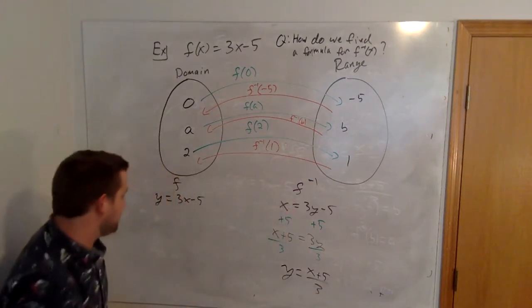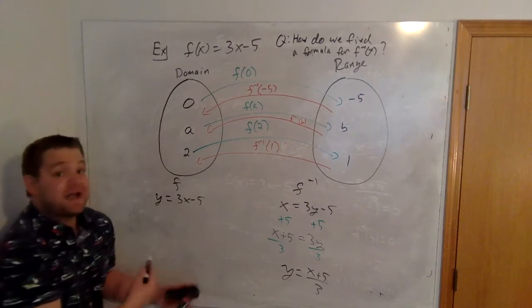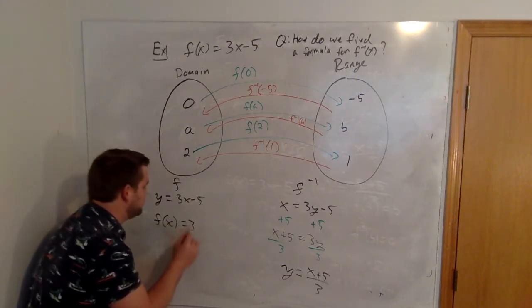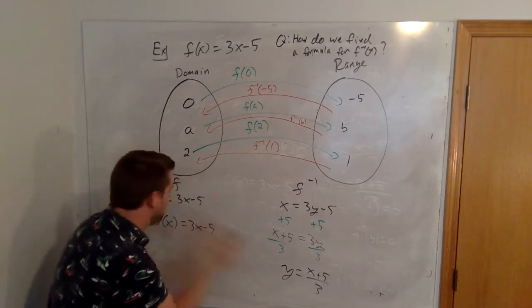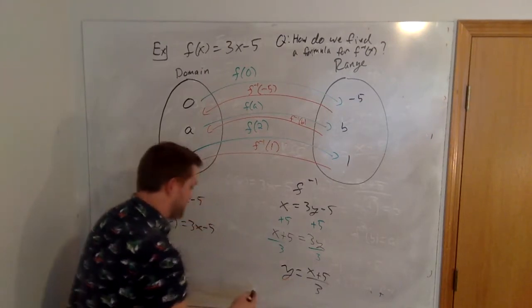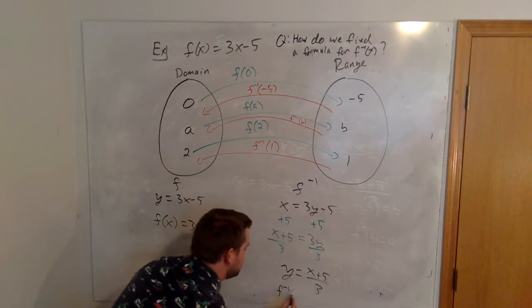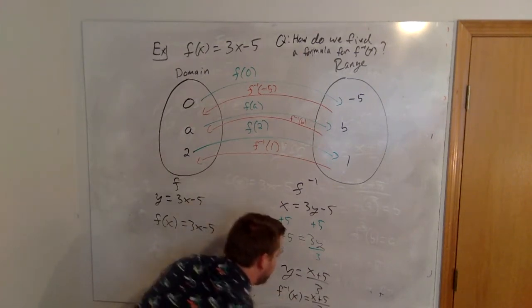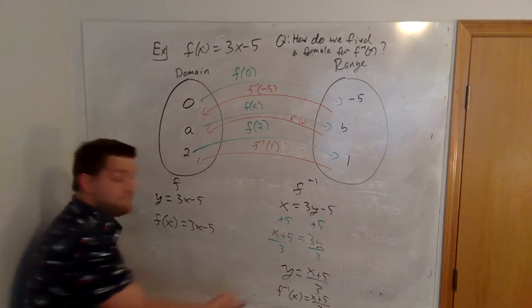This is the inverse function. If I go back to function notation, this here is f of x, which is equal to 3x minus 5. These y's are different. This is now my inverse function. This is f inverse, and it is equal to (x plus 5) all over 3. This is the inverse function.